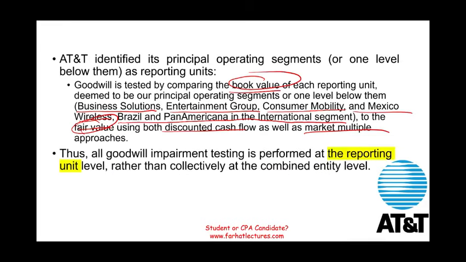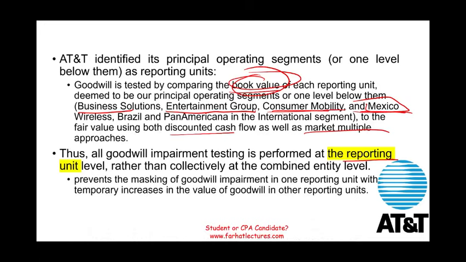So notice, all goodwill impairment testing is performed at the reporting units. What they do is they look at the Mexican unit separately, Mexico Wireless, and they compare the book value to the fair value. And what do they use when they do so? Well, the book value is the balance sheet. For the fair value, they use either discounted cash flow, or they might take a look at a market multiple. Basically, how much would the market value that reporting unit today based on some multiple? When you look at each reporting unit separately, it's not going to mask anything. So, for example, if Entertainment Group's goodwill went down and Consumer Mobility went up, if you combine them, they will cancel each other out. You don't want to do that. You want to report each one separately, so that one doesn't mask the decrease in the other. If one goes down, you will account for that separately.